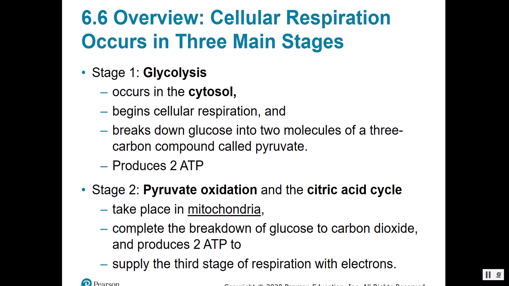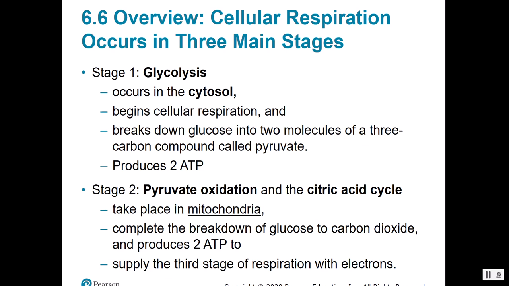So there are 3 main stages of cell respiration. Now, this is just an overview. Step 1 is called glycolysis. It occurs in the cytosol, so it's going to begin cell respiration. It's going to break down glucose into 2 molecules of a compound called pyruvate. Now, glucose is 6 carbons. Pyruvate is 3 carbons. So basically, we take glucose and we break it in half, okay? We end up producing 2 ATP at the end of glycolysis.